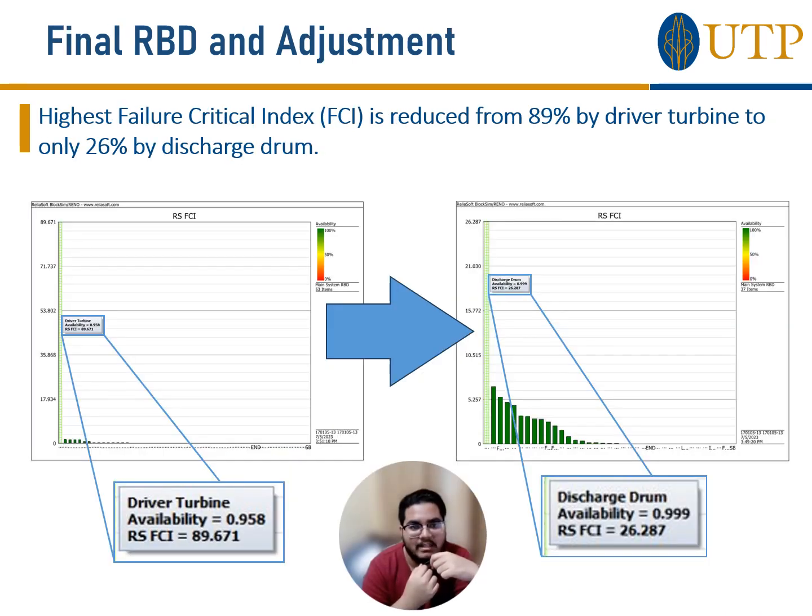These slides prove that the addition of standby equipment really contributes to the plant operation, because as you can see, initially, even if the availability is high for the driver turbine, the criticality of the failure is still high with an 89% value, and then it will produce a low overall availability for the plant. And by adding standby equipment, any failure will not bring huge risk to the plant, which will result in higher production performance. And the value that we get after the adjustments is 26% for the discharge drum.